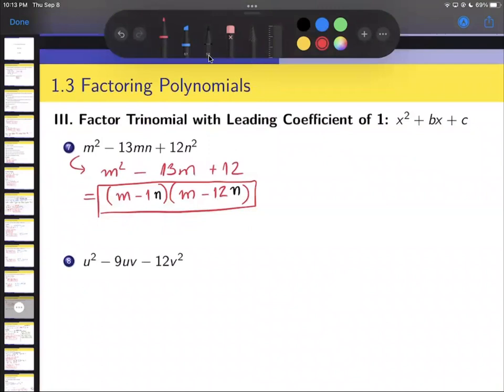Number 8, I'm not going to talk, or maybe I'm going to give you the answer so you can do it on your own, okay?